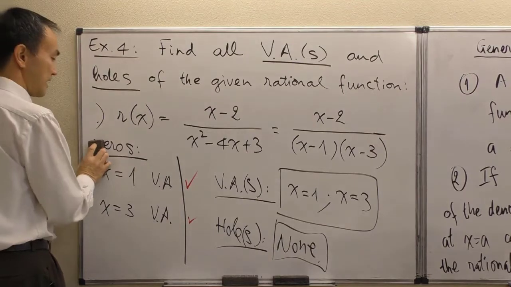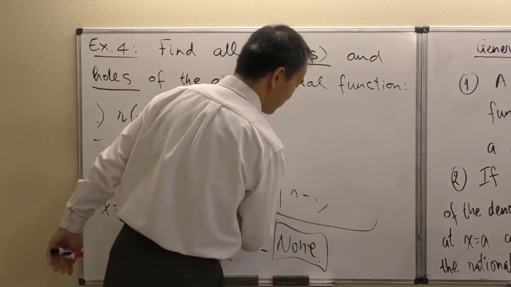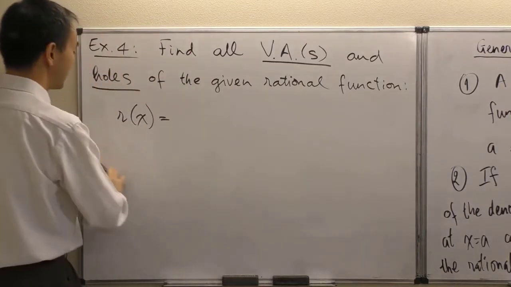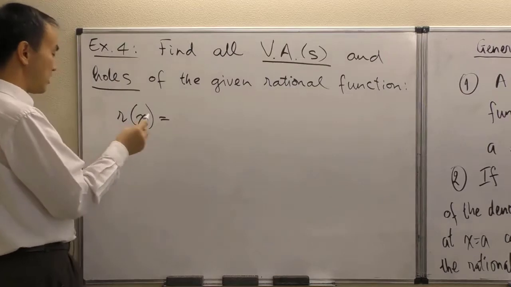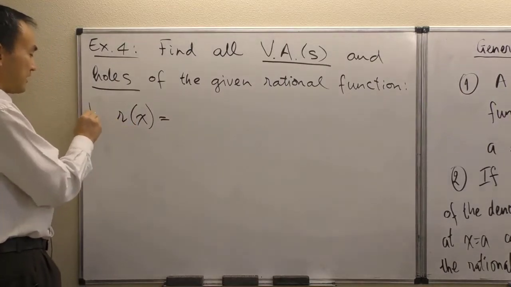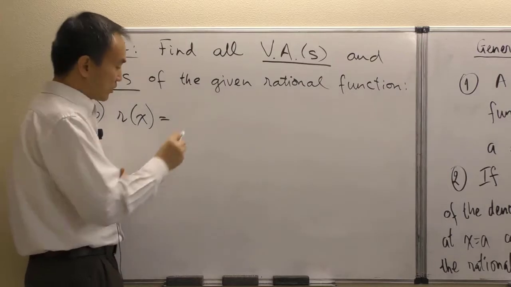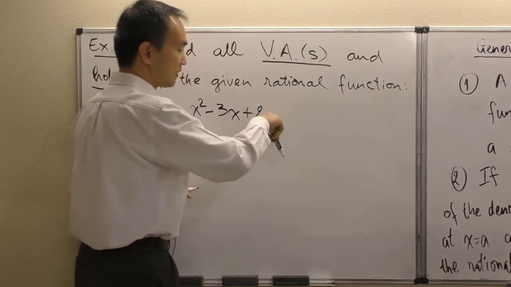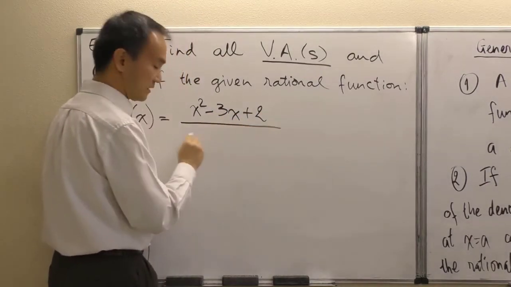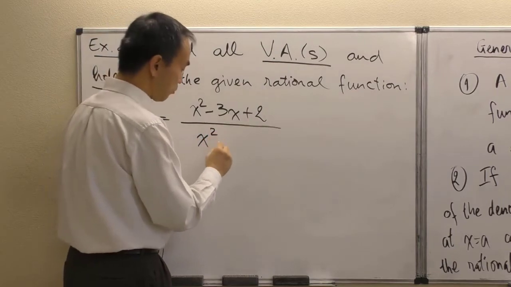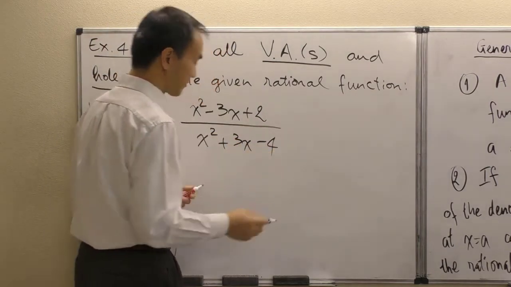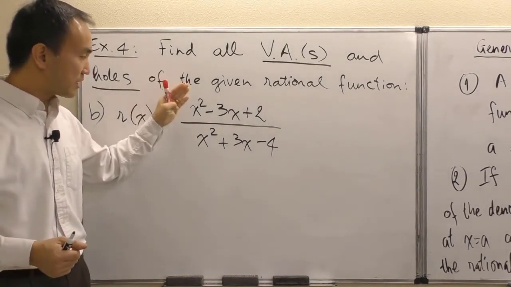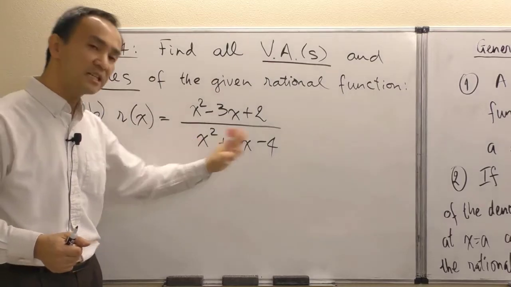All right, so now let's look at part B of our example, where we are looking at another rational function. Allow me to name our function the same, r of x, but it's a different function in part B. So r of x now is going to be x squared minus 3x plus 2, and the denominator here has the polynomial x squared plus 3x minus 4. So it's a rational function, clearly. The numerator is a quadratic, the denominator is another quadratic.